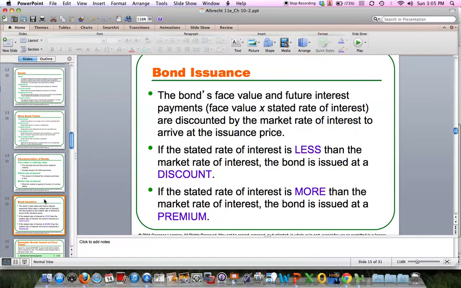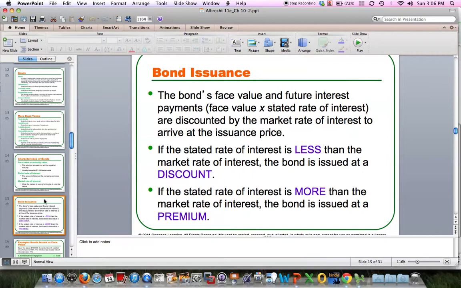Well, they're willing to buy my bond, but they're not going to pay me the full face amount or stated amount of my bond. They're going to pay me less. So if I'm selling a $10,000 bond and I'm paying a 5% rate of interest when the market pays 6, I'm not going to receive $10,000. I'm going to receive an amount lower than that.